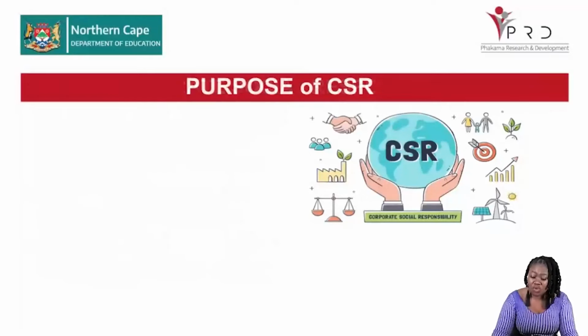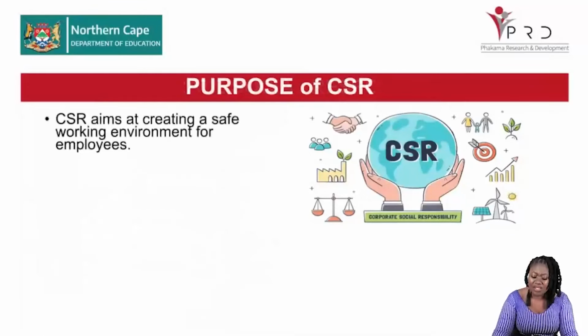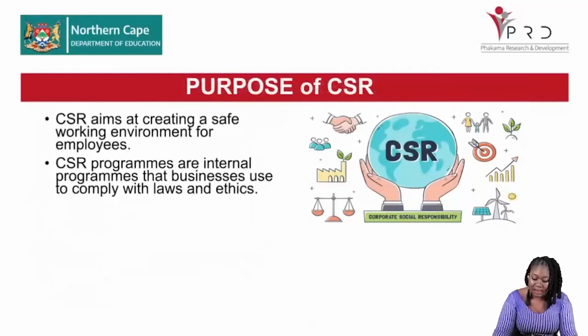Okay, let's look at the purpose of CSR. Why do we have CSR? So CSR aims at creating a safe working environment for employees, number one. That's the purpose. That's why we have CSR. CSR programs are also internal programs that businesses use to comply with the law and ethics. It goes back to what we just said, the fact that CSR is required by law. So one of the purposes is to make sure that businesses implement CSR programs in order to do what?